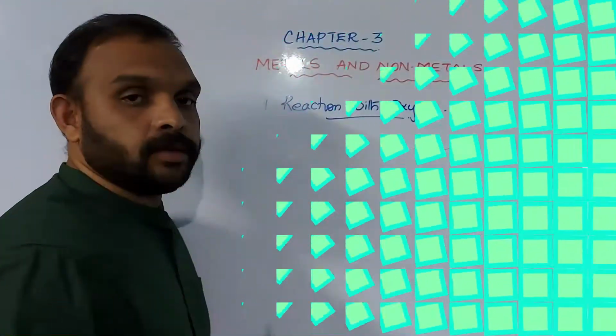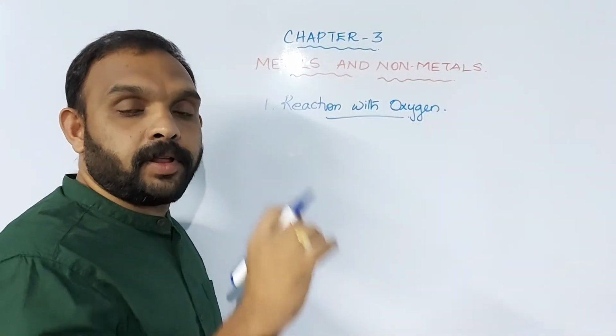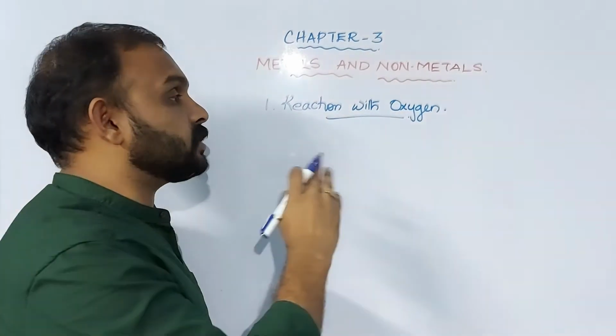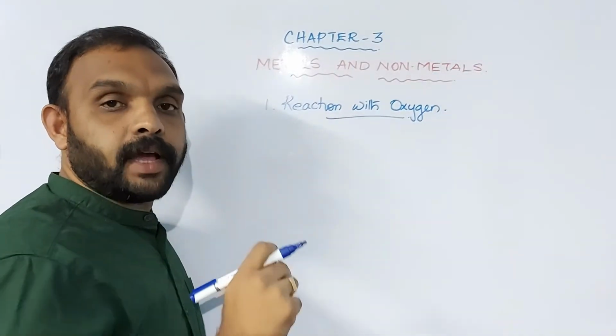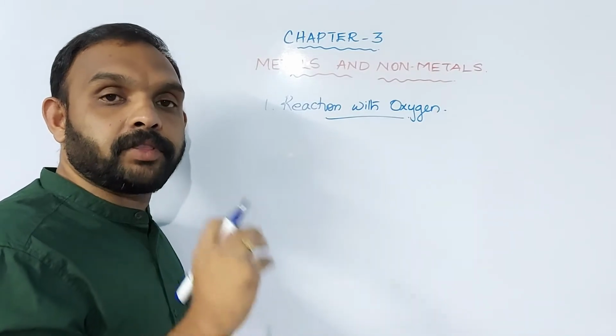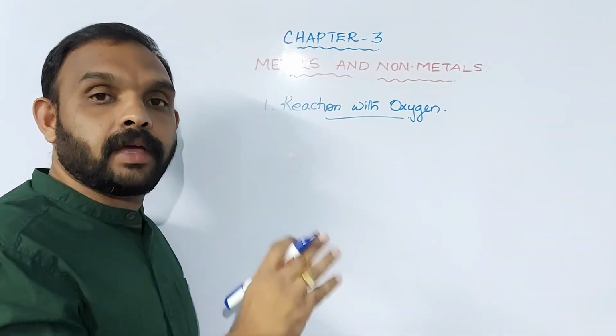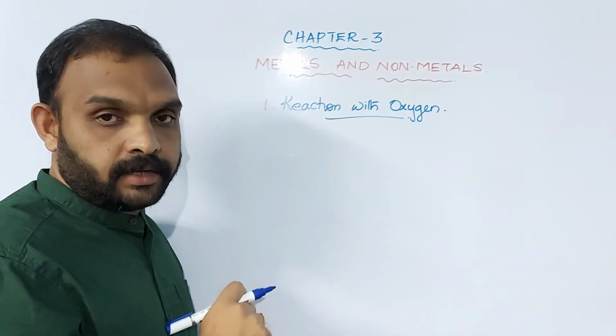They are known as electronegative elements because when they receive an electron to complete their octet or stability, they become negatively charged ions. So the first chemical property of nonmetals is reaction with oxygen. We know that nonmetals react with oxygen to form their non-metallic oxides.